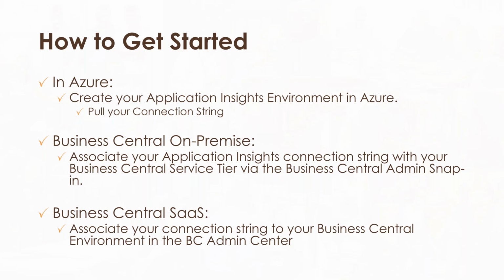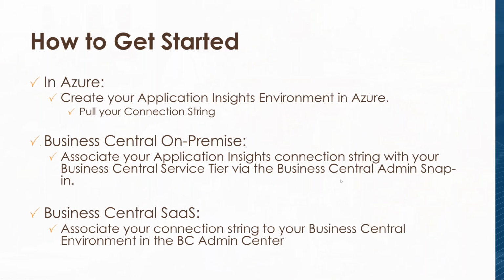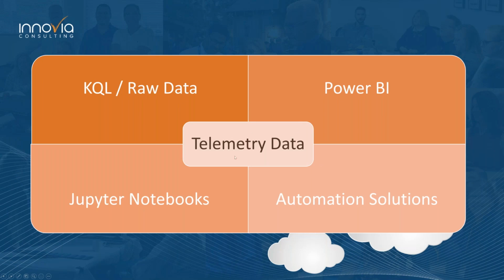Once the key is in, your service will need to be restarted. Once your Business Central service is restarted, your telemetry data starts coming out of Business Central into your Application Insights environment. And from there, you can do whatever you want with the data. You can look at it in KQL, which is the query language that's used when looking at the raw data in Application Insights.